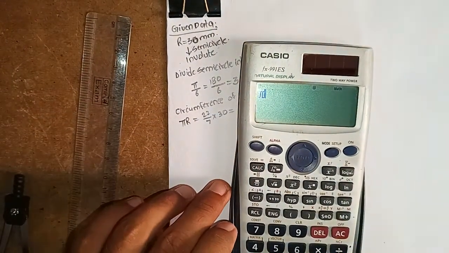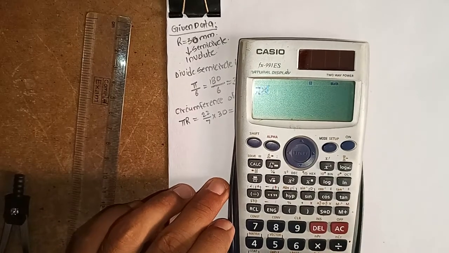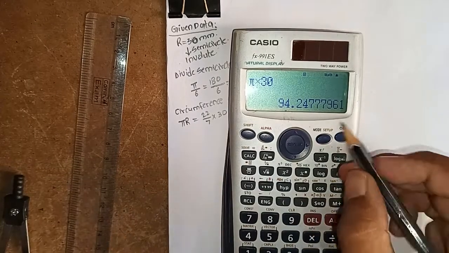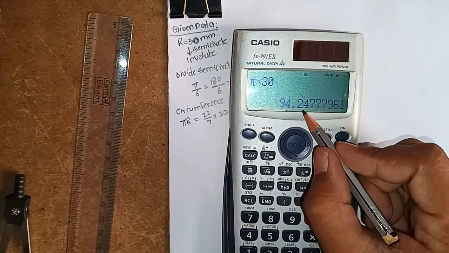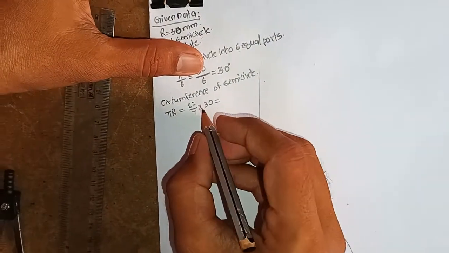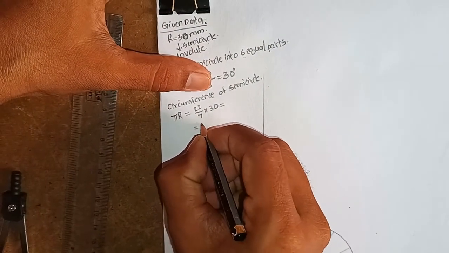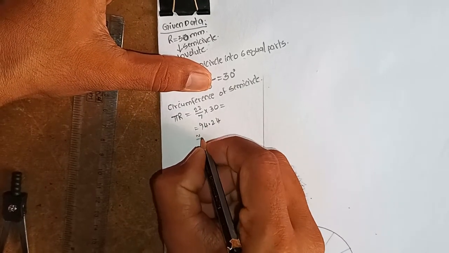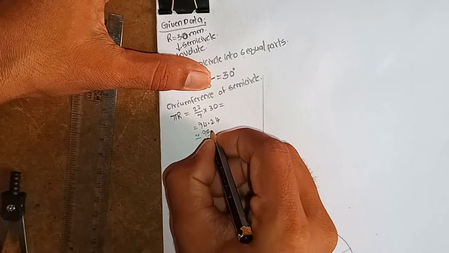Pi into 30. How much? 30 pi, that is 94.24. We may try to approximate it to 95 mm. We can try to make it 95 mm, students. Approximately 95 mm. Okay.